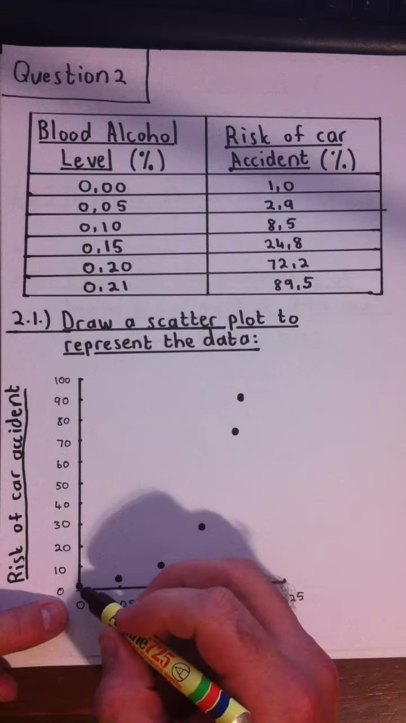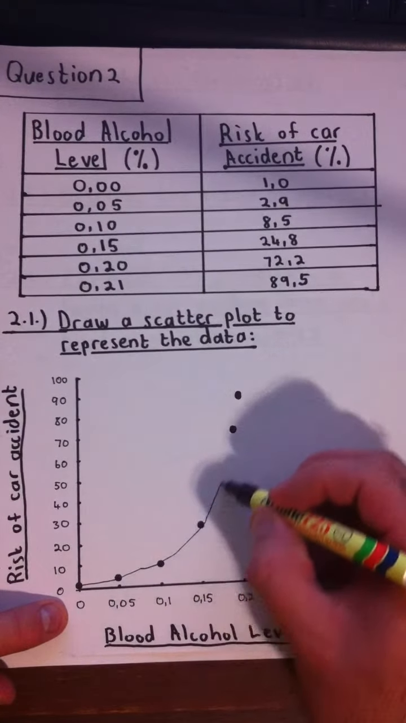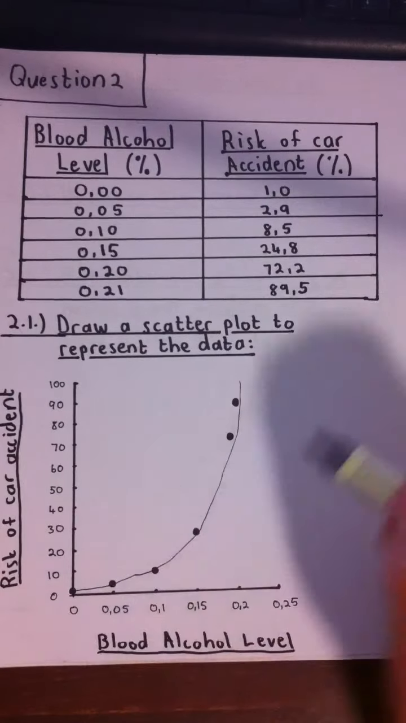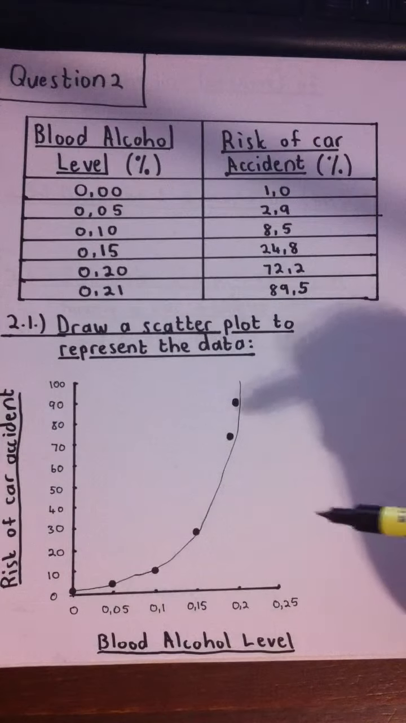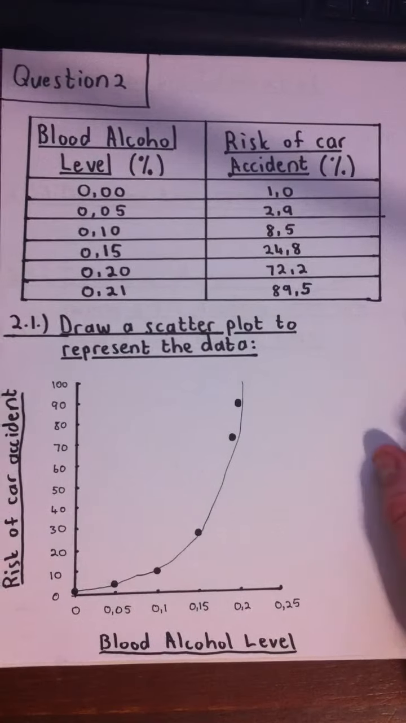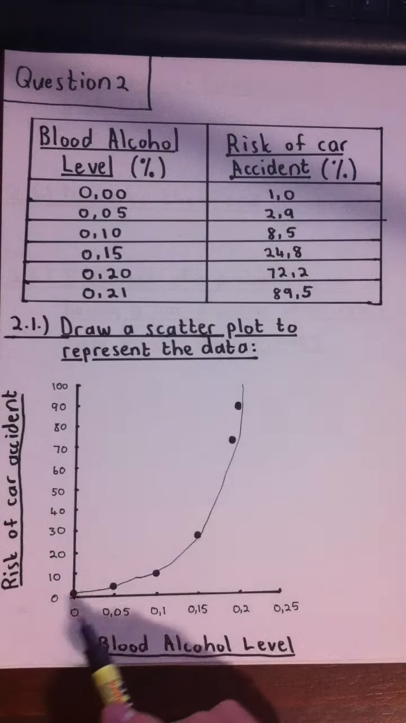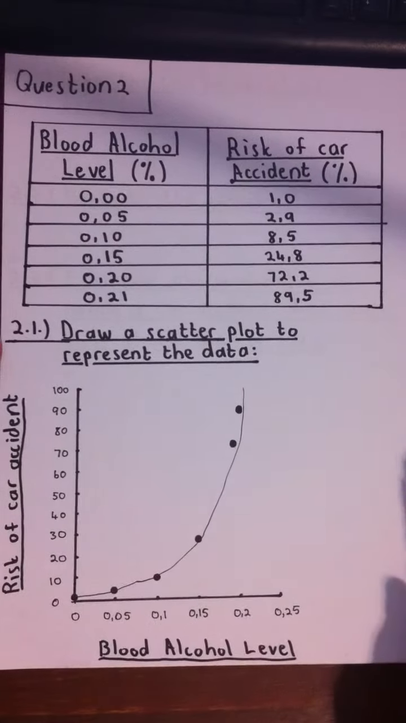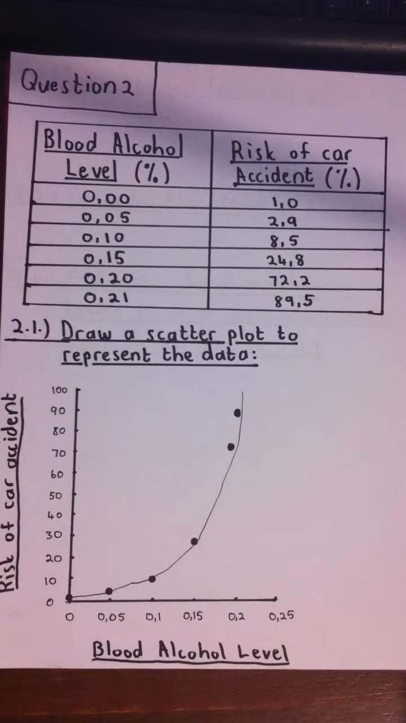So let's draw that. Okay, so that'll be our line of best fit. Some exponential or a straight line, it doesn't really matter what type of curve it is, but it must be a continuous curve. You cannot just connect each dot by straight lines. That does not count as a line of best fit.